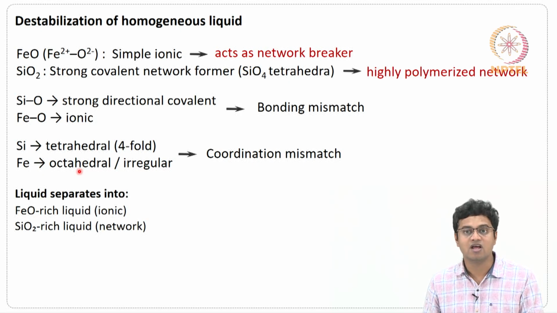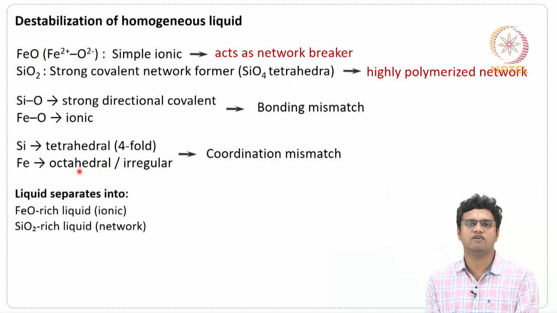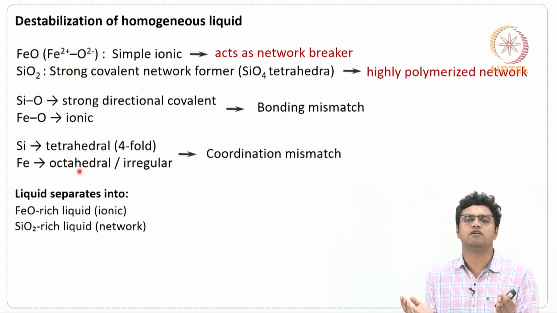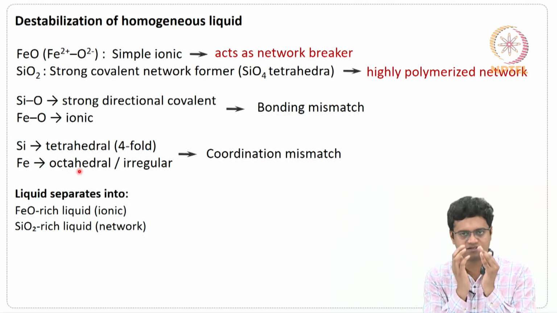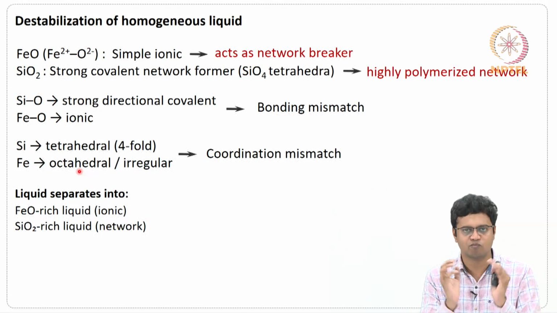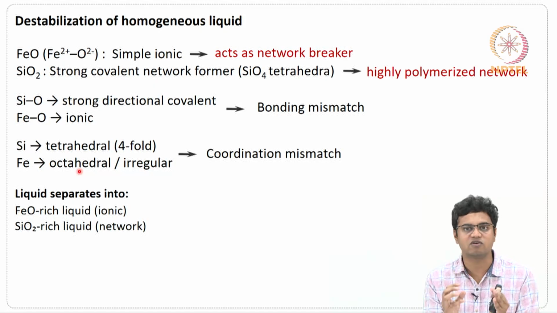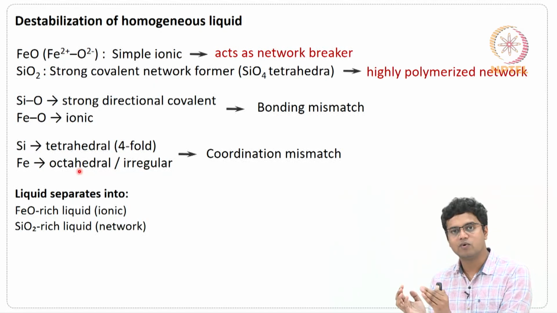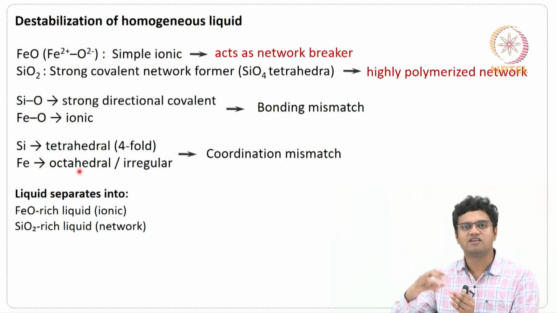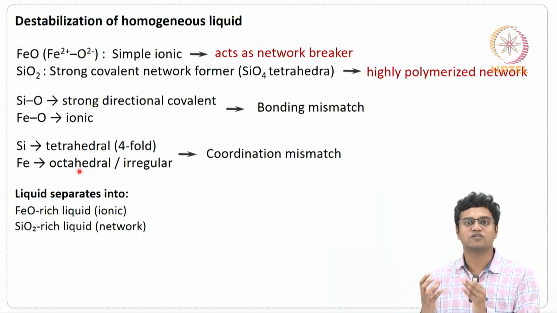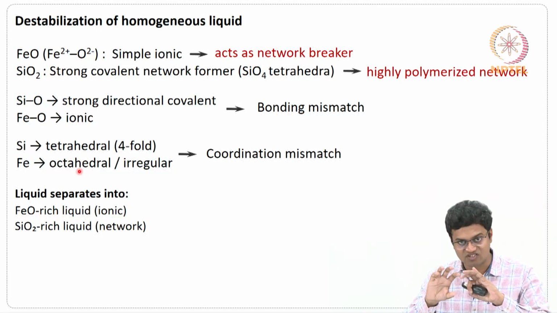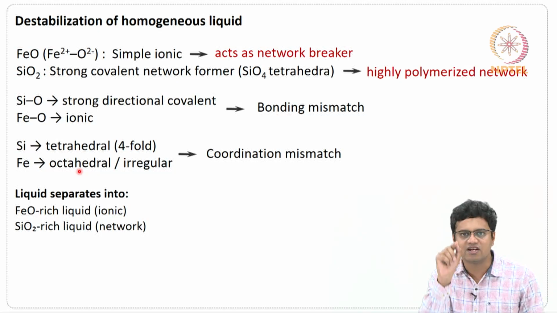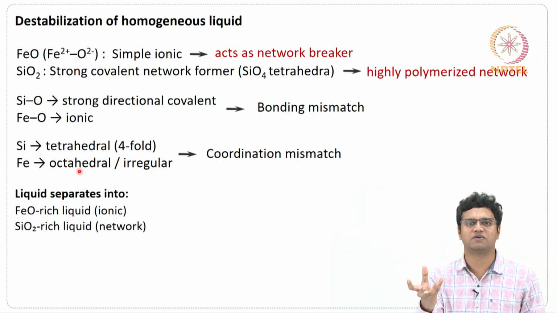In addition to that, because of all these deviations, the liquid separates into two different phases. The first phase is the liquid that is FeO rich, which has more network breakers. There is no continuous network as such. But the other liquid is SiO2 rich, which has a network structure. So the first one is the ionic melt and the second one is the polymeric network kind of structure. So structurally they are distinct. That's how there exists a boundary. That's how they are distinct.